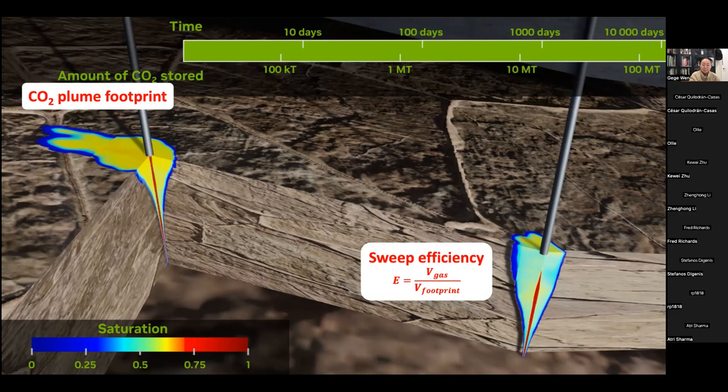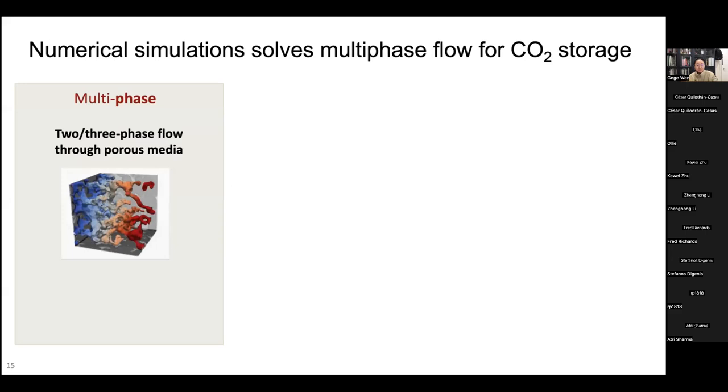Currently, numerical simulation is the best and almost the only way to solve for these multiphase flows for CO2 storage. At a pore scale, multiphase flow is... this animation shows the multiphase flow through porous media. The issue with numerical simulation is that these simulations are typically very time consuming. For pore scale, it is almost impossible to simulate a reservoir scale project using these pore scale simulations that are governed by Navier-Stokes.